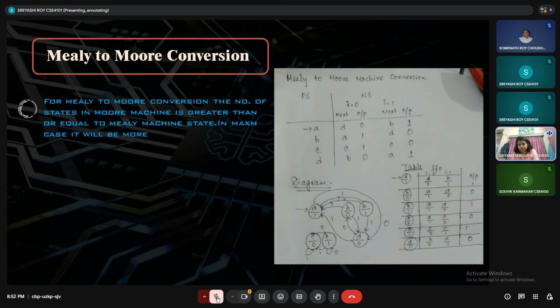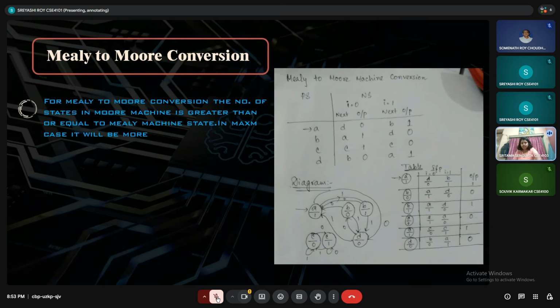And here I will also tell one thing, that C is the trap state, because from present state C, if I accept input 0, it will go to next state C and the output is 1. And for input 1, from present state C, it will go to next state C also, and the output is 0.